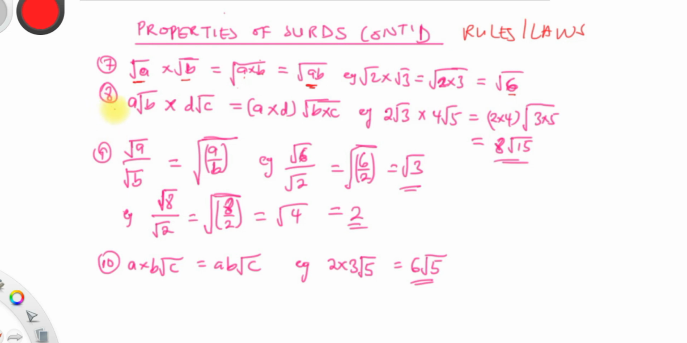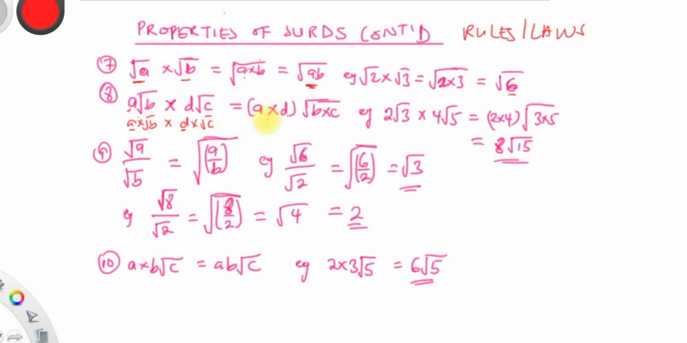And then the next property or law or rule is this. If you have a rational number multiplying this set, which is root of, or square root of b. So if you have a root b times d root c, then this one is the same as a times square root of b, then this is the terms you bring it, then this one is the same as d times square root of c. So a and d are rational numbers, while square root of b and square root of c are irrational numbers.